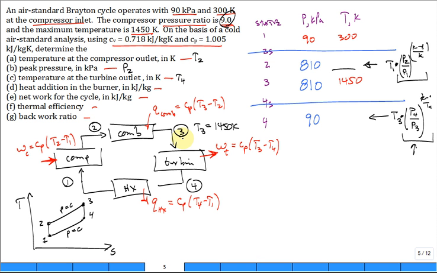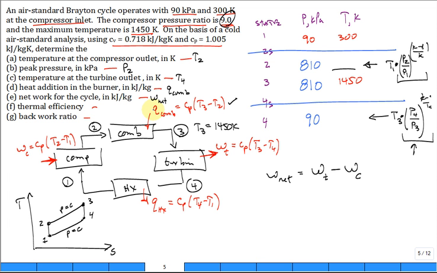The heat addition in the burner, which is Q combustor right here. The net work of the cycle. Okay, now W net is going to be the work of the turbine positive out minus the work going back to drive the compressor. True? That's the answer for part E.